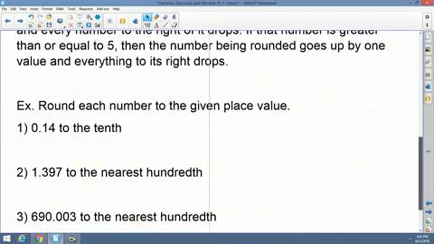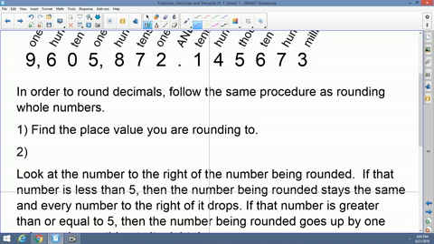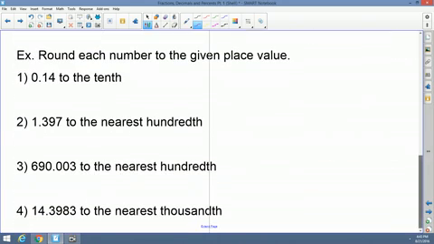So for example, let's do a few. Round each number to the given place value. I want to round 0.14 to the nearest tenths. First I'm going to find the tenths, and the tenths here is the 1. I'm going to look at the number to the right of the tenths, which is the 4. That number is less than 5, so the tenths stays the same, and the number to the right drops. So this will equal 0.1. The 1 stayed the same, and the 4 dropped.